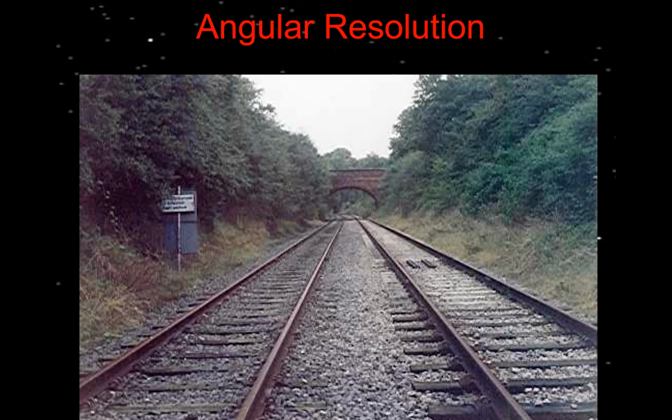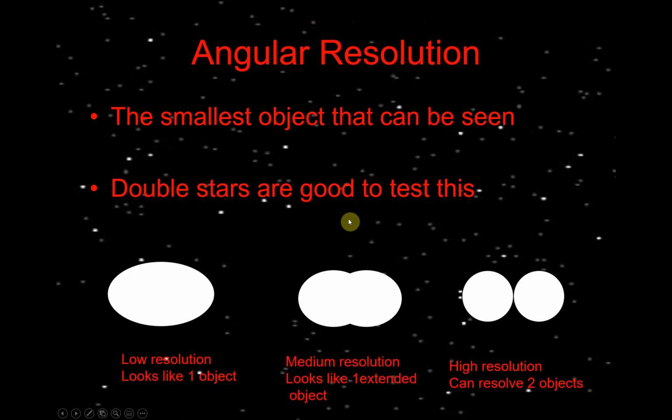So here we know that these rail lines are the same distance apart all the way along. If these were a meter apart, they'd be a meter apart here and here and here and even off in the distance. But to your eye, the angular resolution makes it look like these two rail lines are meeting in the distance. So angular resolution is the smallest object that you can discern.